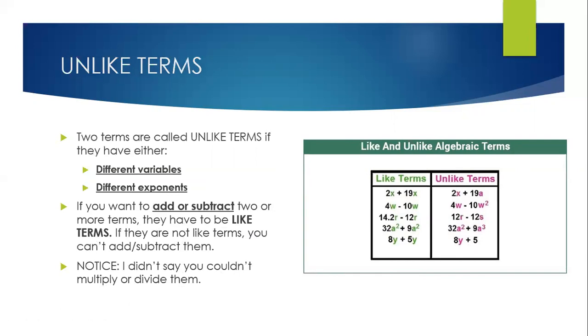All right, unlike terms. Two terms are called unlike terms if they have either different variables or different exponents, i.e. powers. Again, you can add or subtract them if they're like terms. If they're not like terms, you can't add or subtract them. Again, that's the basic criteria for being able to combine like terms. If you want to add or subtract two terms, they have to have the same variable raised to the same power.